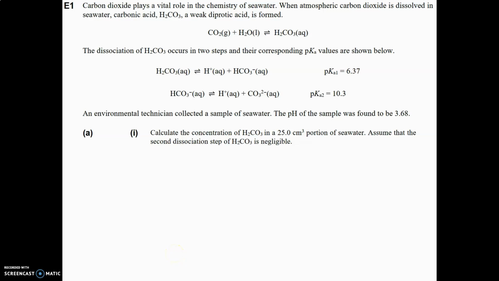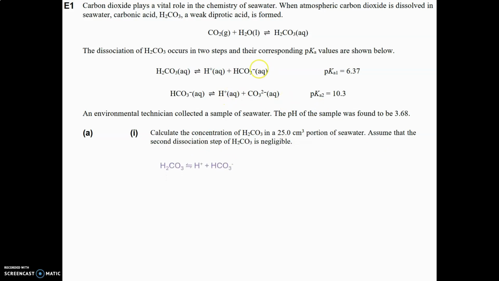Next, we're moving on to question E1, where we have given you 2 dissociation equilibria for weak diprotic acid, which is carbonic acid. And A part 1 requires you to calculate the concentration of carbonic acid in 25.0 cm³ of seawater, with the assumption that the second dissociation step of carbonic acid is negligible.